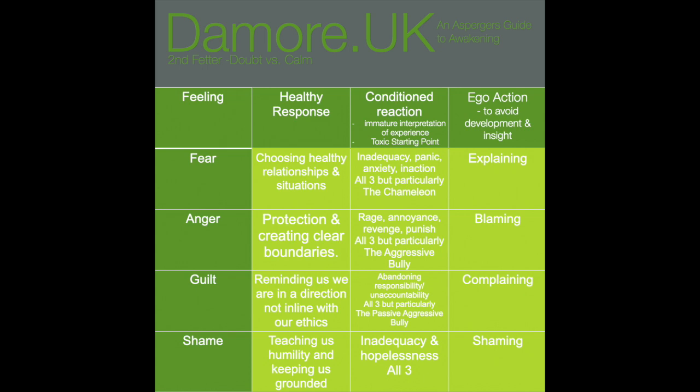So I made this overview just to make it easy to look at. You have the feeling out to the left. You can see fear, anger, guilt, and shame. You have the healthy response. Fear is when you're choosing healthy relationships and situations. Anger is when you're protecting and creating clear boundaries. Guilt is reminding us that we're in a direction that is not in line with our ethics. And shame is teaching us humility and keeping us grounded.